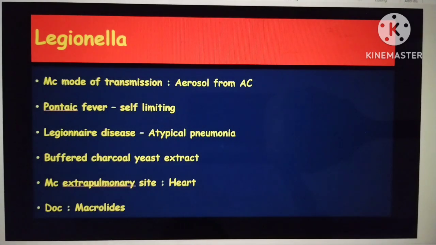Coming to Legionella, the most common source is aerosol from centralized AC. Pontiac fever is usually self-limiting, whereas Legionnaires' disease causes atypical pneumonia, and the selective medium is BCYE, that is buffered charcoal yeast extract. The most common extrapulmonary site is the heart, and the drug of choice is macrolides. So friends, here completes the bacteriology session, and next we will continue with virology.